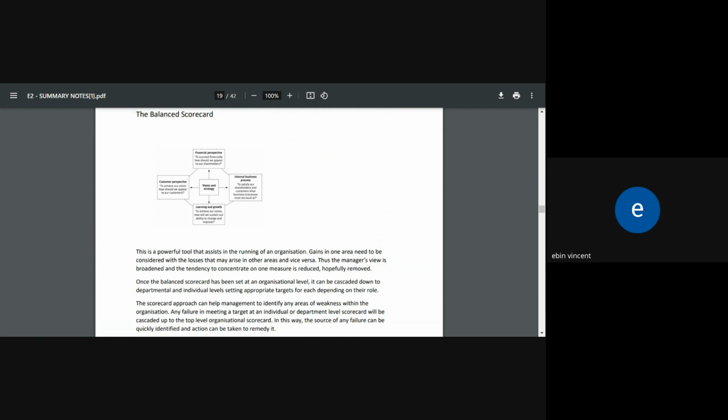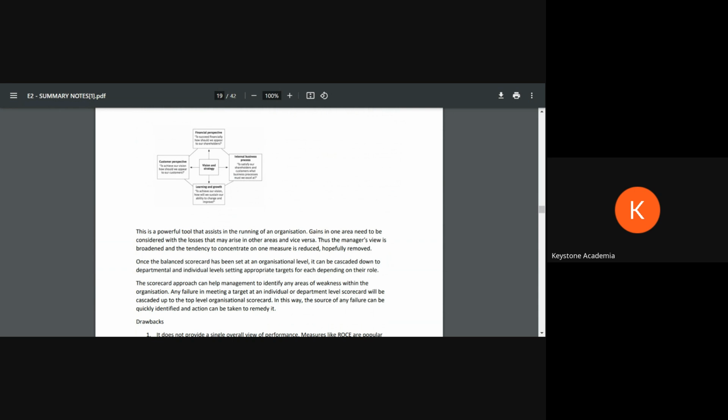I'll make it easier for you all to understand. Imagine that you're driving a car. To drive safely and efficiently, you need to pay attention to more than just your speed, right? You also need to watch your fuel. You also need to regularly watch your temperature, oil pressure, and everything, right? Yes or no, people? Yes. So this is the concept of balanced scorecard.